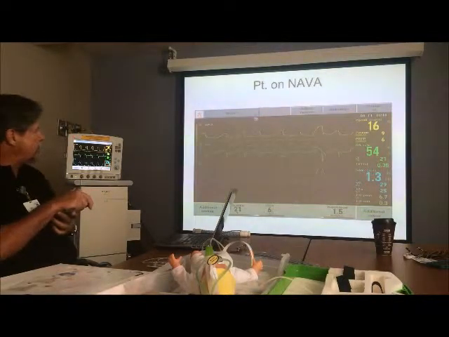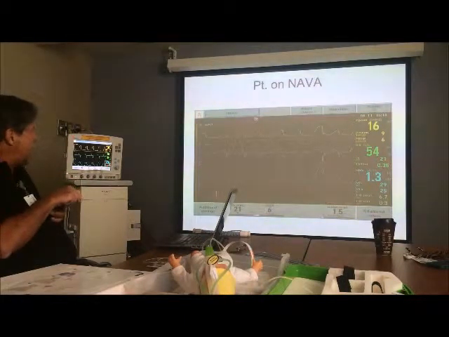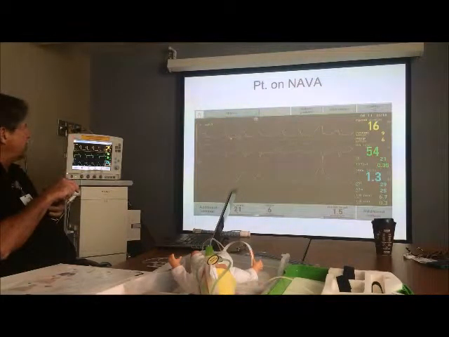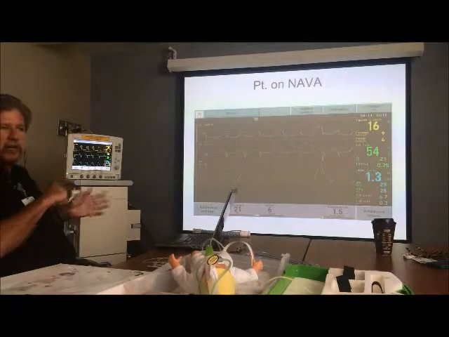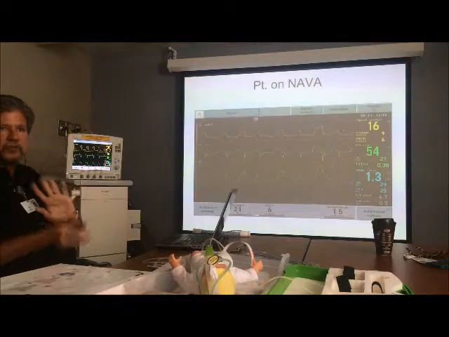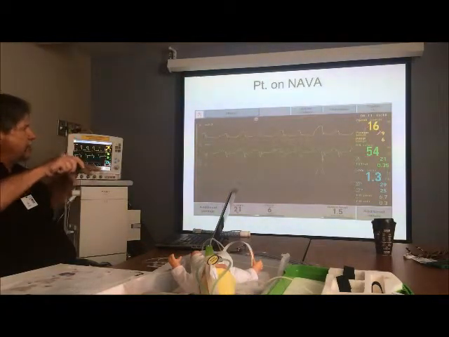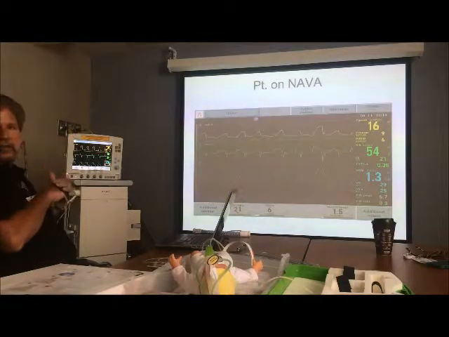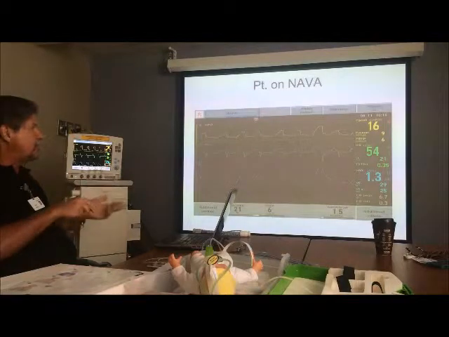He's much more synchronous. I mean, he's perfectly synchronous because the EDI now is controlling the ventilator, delivering the breath commensurate with the electrical activity of the diaphragm. There's no triggering delays, there's no flow delays, there's no termination delays. And look at his peak airway pressures. They're lower than they were to deliver that same volume, so there's less chance of BPD, less oxygen consumption.